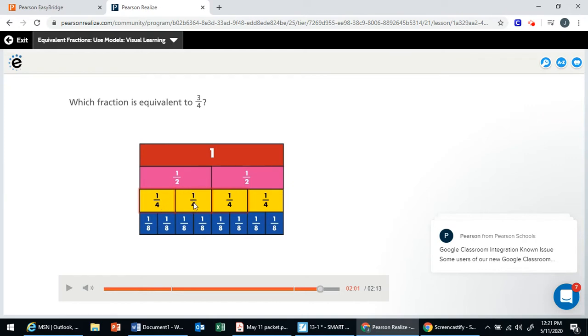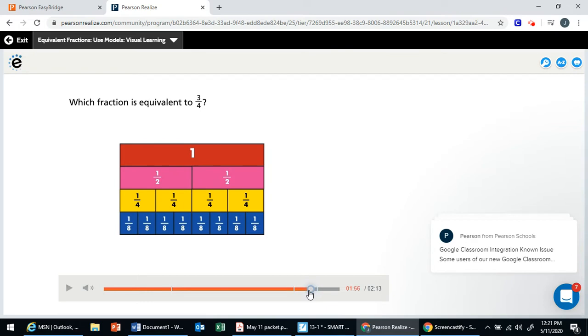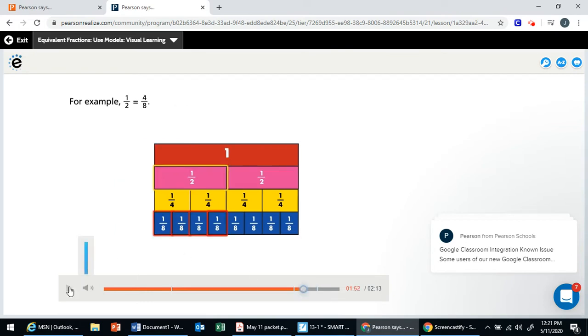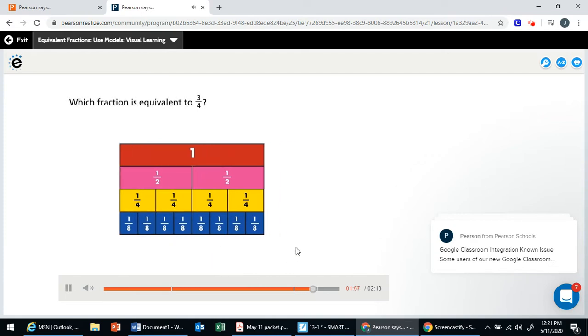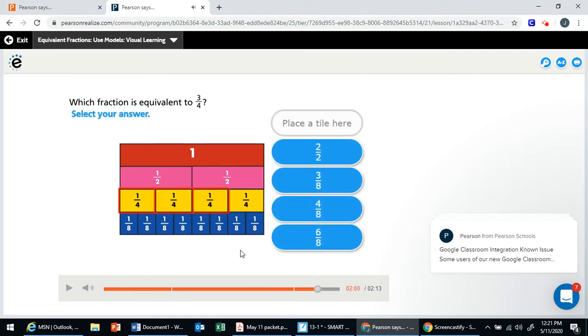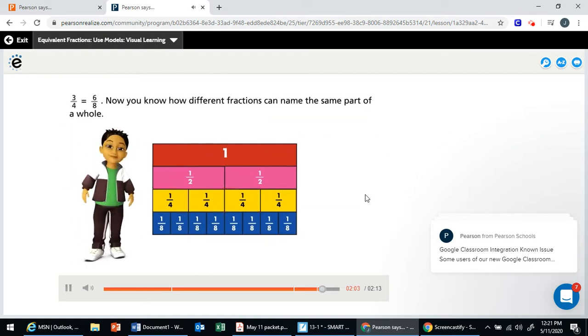So let's think about this one. What fraction is equivalent to 3/4? 1/4 plus 1/4 plus 1/4. Which fractions line up and are the same distance? Eighths. Which fraction is equivalent to 3/4? Select your answer. So boys and girls, the answer would be 6/8. 3/4 equals 6/8. Now you know how different fractions can name the same part of a whole.